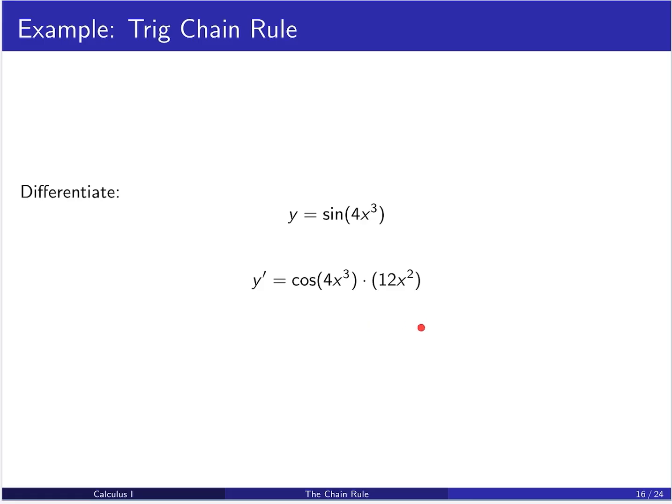So multiply. So the answer has two parts. Cosine of 4x cubed multiplied by another is 12x squared. So both must be there. So if you write only this cosine of 4x cubed and stuff, you have forgotten the chain rule. So the 12x squared is the inside derivative. It must always appear. The factor is non-negotiable.